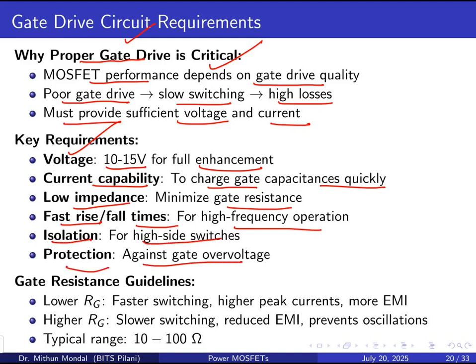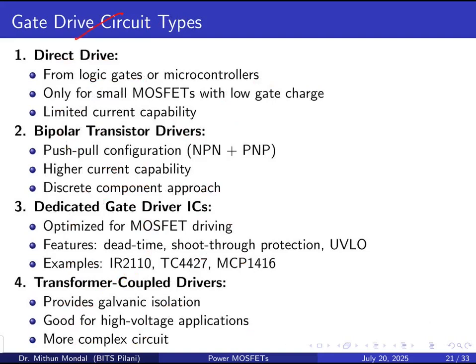Gate resistance guidelines: if we see, a lower RG value, that is the resistance of the gate, gives faster switching and higher peak current, even with more EMI, that is electromagnetic interference. A higher RG will give slower switching, which will reduce the EMI and prevent oscillation. The typical range for the gate resistance is 10 to 100 ohms. The gate drive circuit types are direct drive circuits, bipolar transistor drivers, dedicated gate driver ICs, or transformer coupled drivers.